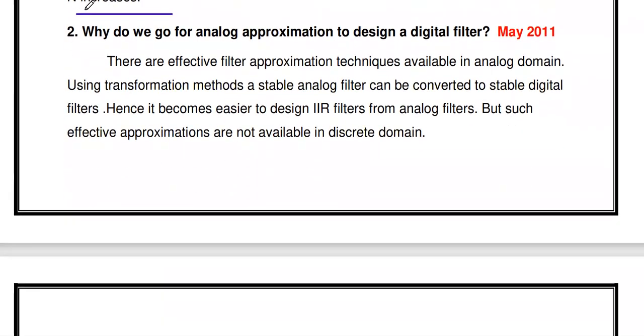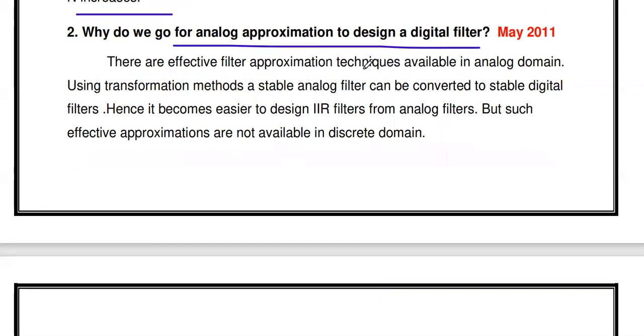Then the next one: why do we go for analog approximation to design a digital filter? It's a May 2011 question. In IIR filter, you know, first we design the analog filter, and after that we convert that analog filter into digital using bilinear transformation or impulse invariant method. So why are we going for analog approximation to design a digital filter?